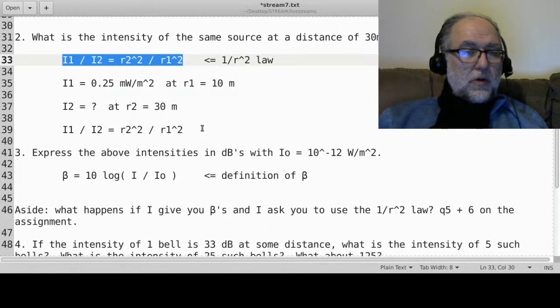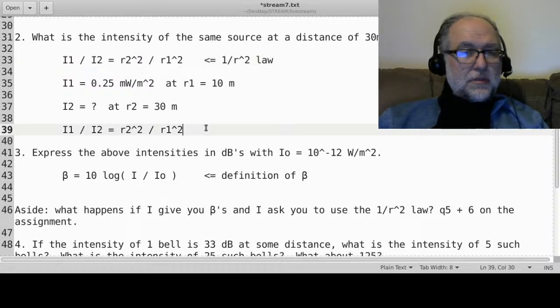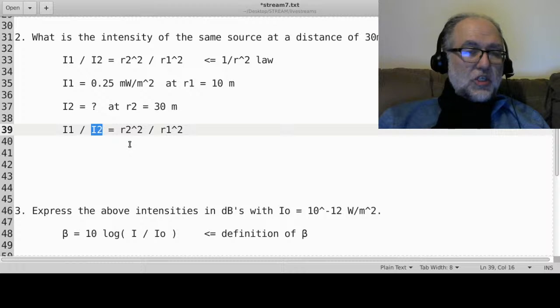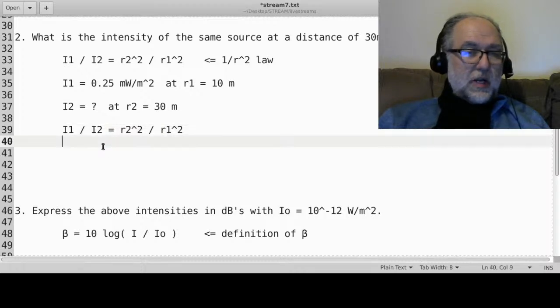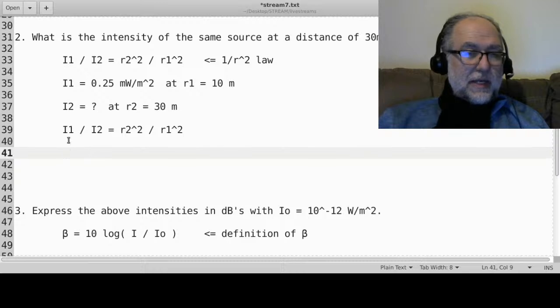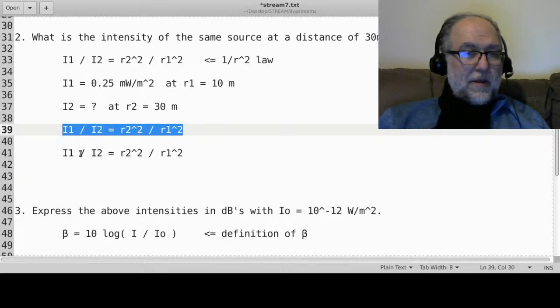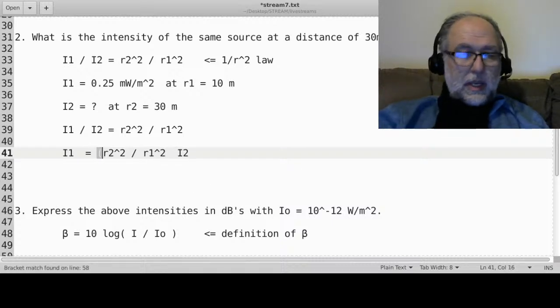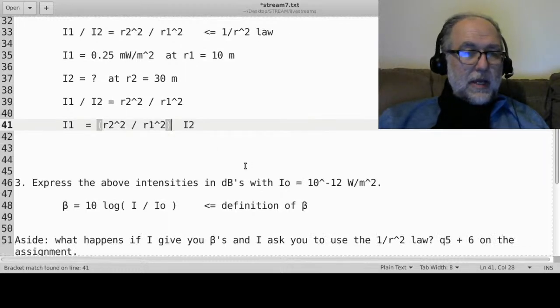Okay, so we're going to solve for I2. Let me move that down a bit. We're going to solve for I2. So let me actually just rearrange this formula to start with. So this is I1 divided by I2. So let me multiply both sides by I2. So that'll be this formula again. But now I2 is going to be on this side like this. Whoops, not I3, I2. Okay, and multiplying that fraction there like that.